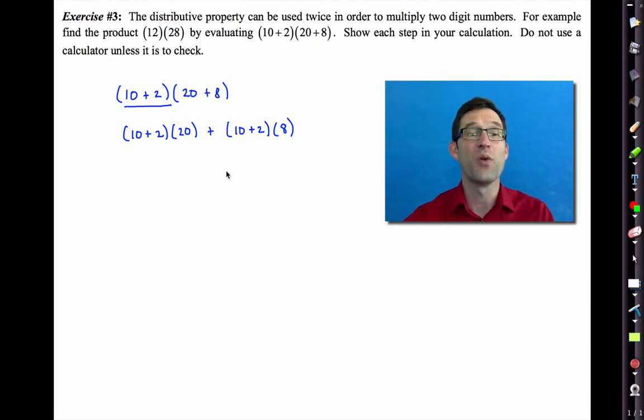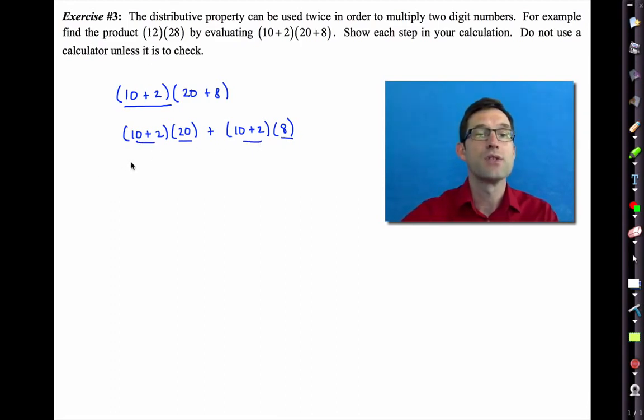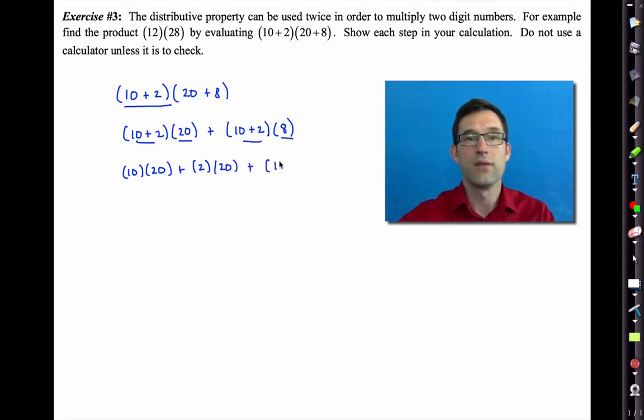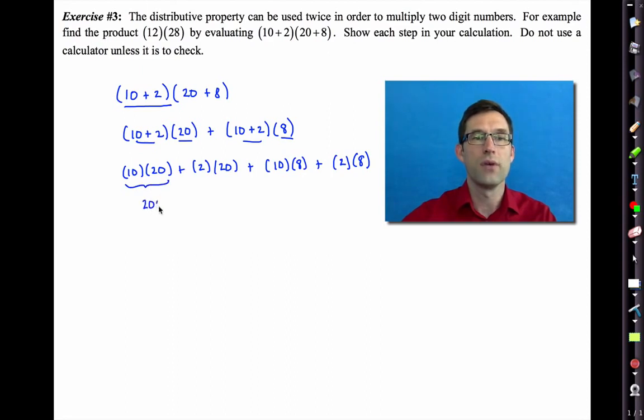But now here's what's cool. I can now distribute these multiplications through these additions. So in other words, I can do 10 times 20 plus 2 times 20. Then I can do 10 times 8. And then I can do 2 times 8. And what do I get? Here, I'll get 200. Here, I'll get 40. Here, I'll get 80. And here, I'll get 8.